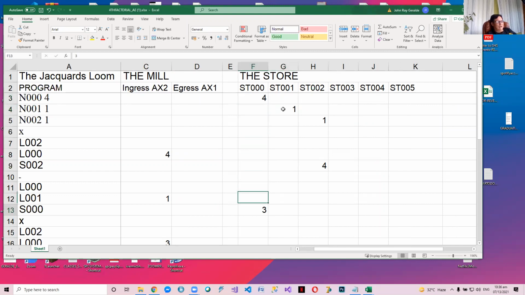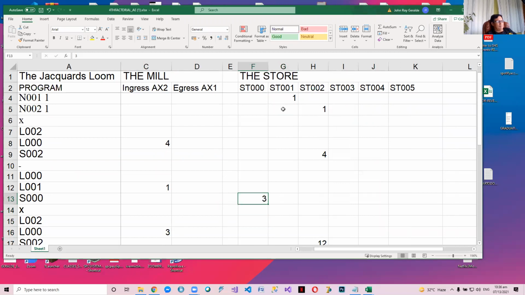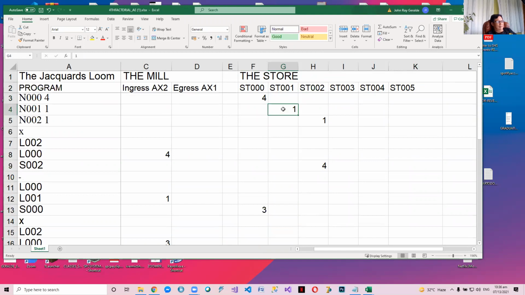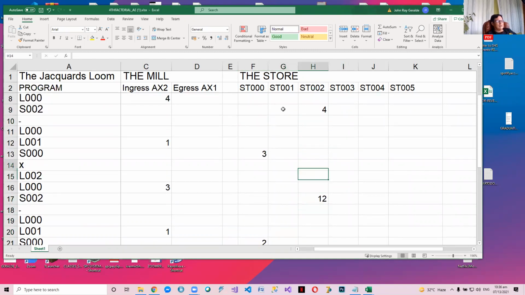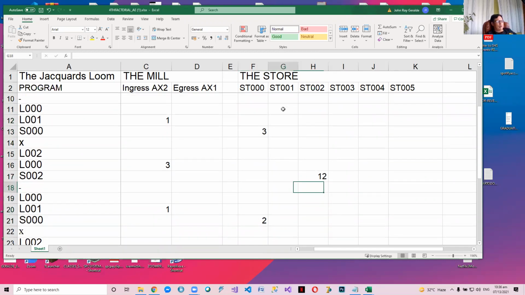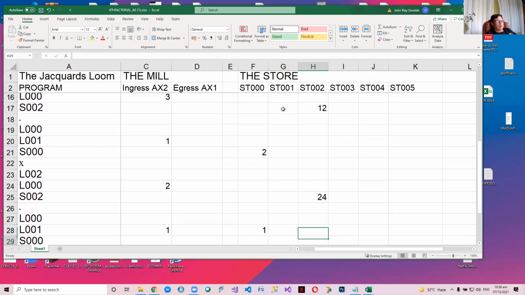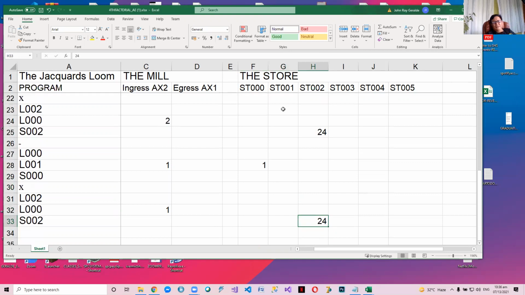4 minus 1 equals 3. And then after that, 3 minus 1, we will have 2. So this is the standard decrement. Now, ST002, which is 1 at the first, is actually the first partial product. The first partial product is 1. The next partial product is 4. The next partial product is 4 times 3, which is 12. The next partial product is 12 times 2, which is 24. And the last partial product is 24 times 1, which is 24.